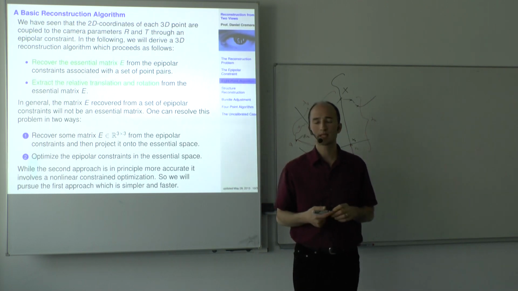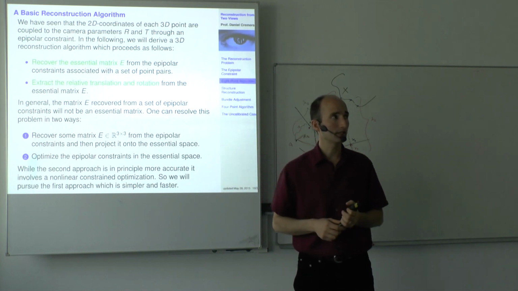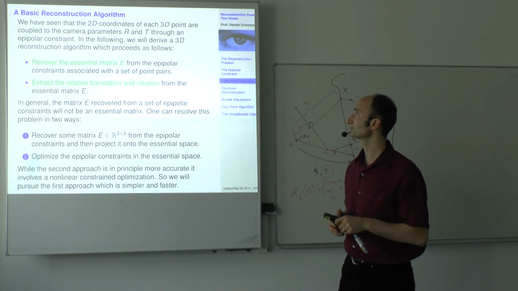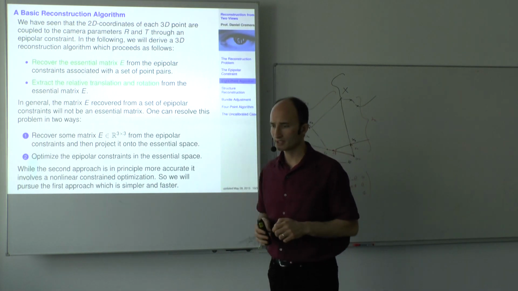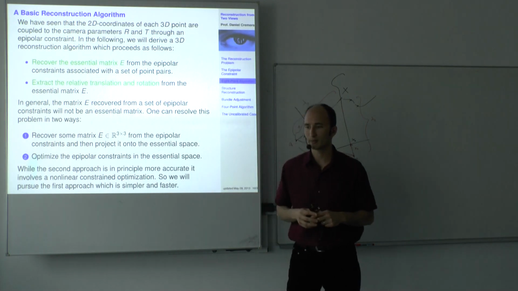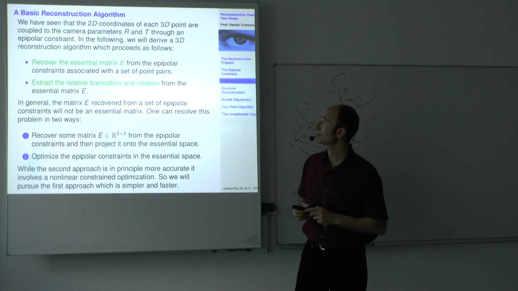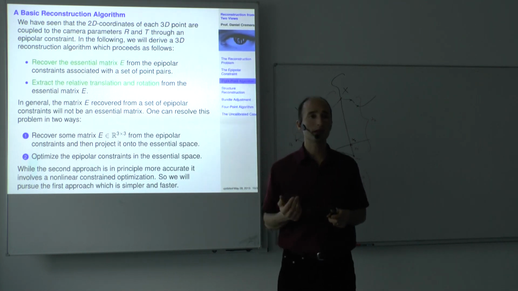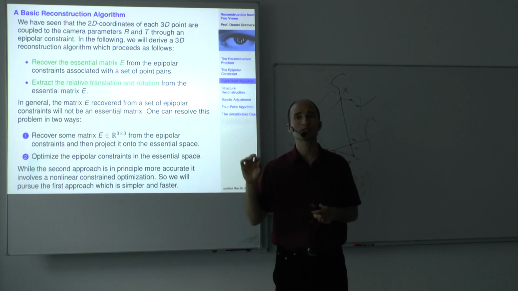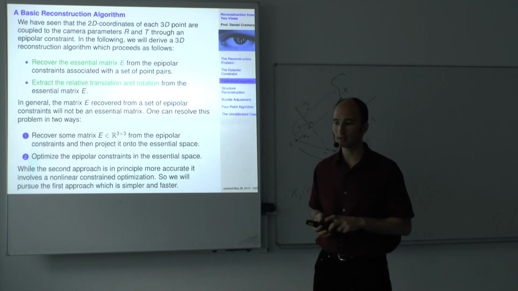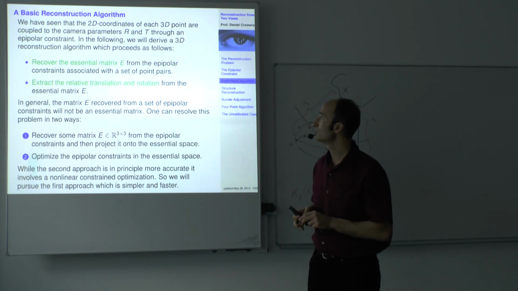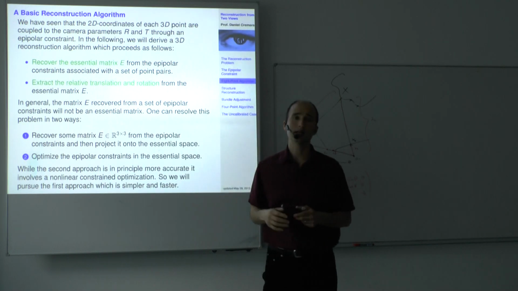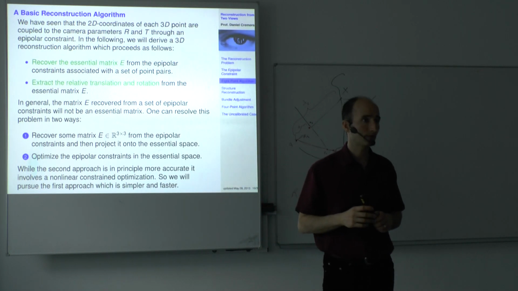So now how can we get from the epipolar constraint to actually doing a reconstruction? The way we do it is we've seen that the 2D coordinates of each 3D point are coupled to the camera parameters R and T through this epipolar constraint. And now the idea is basically that if you have enough point correspondences and enough such epipolar constraints, you can extract the essential matrix E. And once you have the matrix E, you can estimate translation and rotation from E.